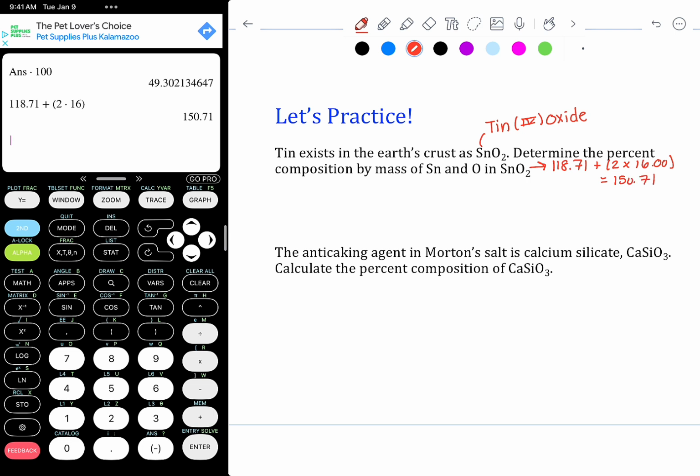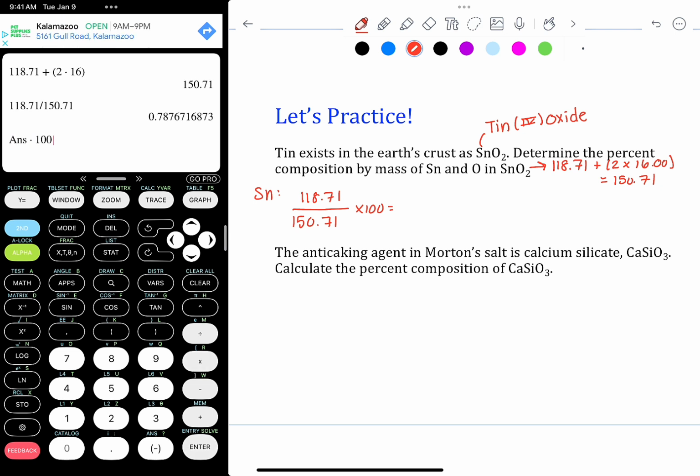Okay, so now that we know the total mass, we can do tin first, and we take the 118.71. There's only one tin in there, so we don't need to multiply it by anything. We divide it by the total mass of 150.71 and multiply that by 100 to make it a percent. So we take 118.71, divide that by 150.71, multiply it by 100 to get a percent, and we get 78.77%.